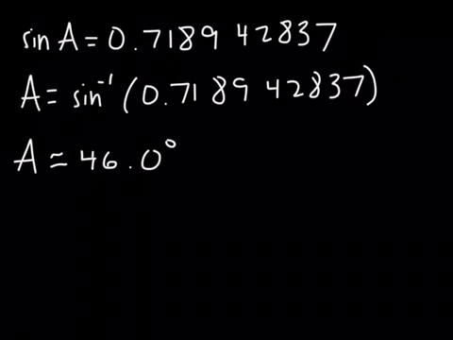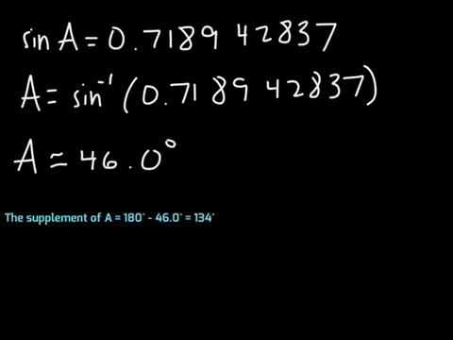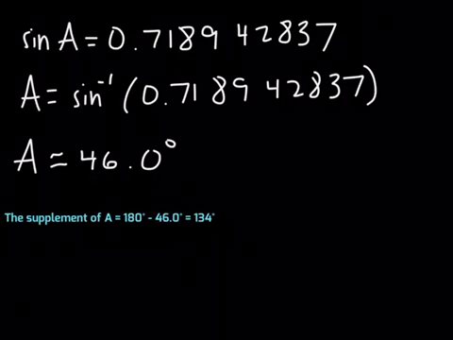by finding the supplement of angle A. We found the supplement of angle A: 180 degrees minus 46 degrees is 134 degrees. Now, this is a second option for angle A. So I'm about to call this A sub 1 and this A sub 2. But before I do, I have to check to make sure that the given angle in the problem plus 134 degrees is less than 180. Can we check that real quick?